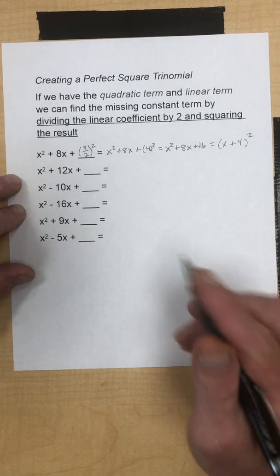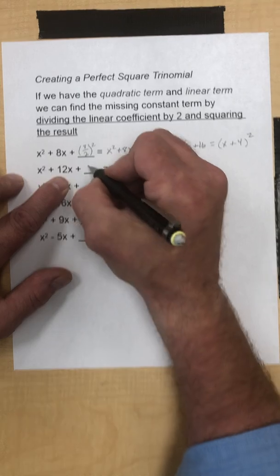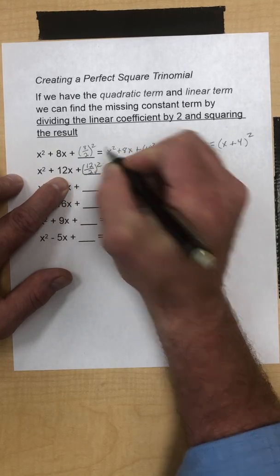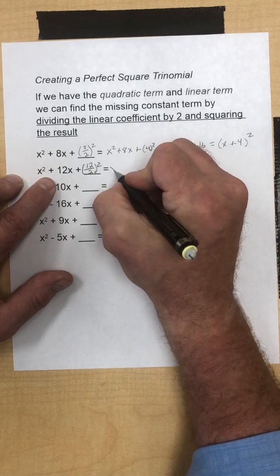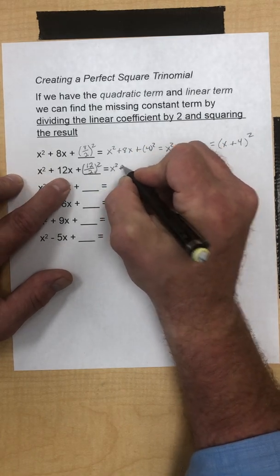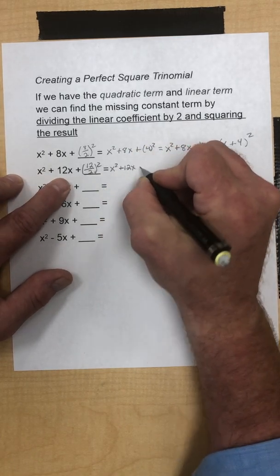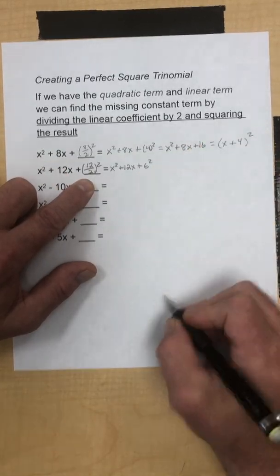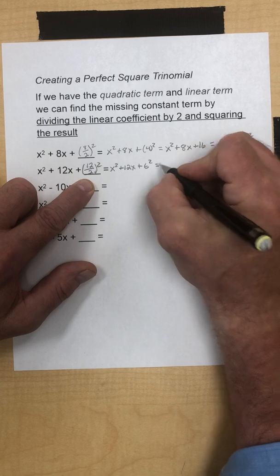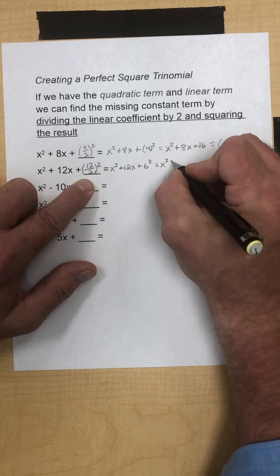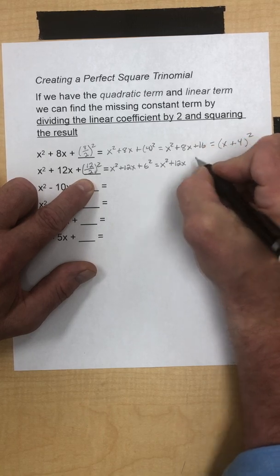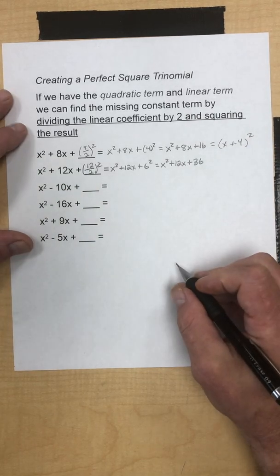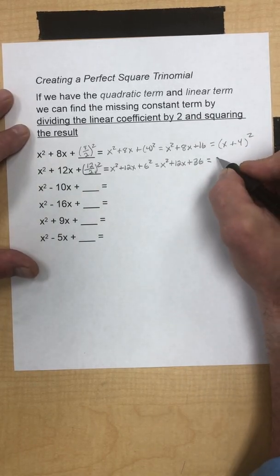Same process. Take the linear coefficient, divide by 2, and square that. Okay, so I'm going to get x squared plus 12x plus 12 divided by 2 is 6, so that'd be 6 squared. So that would give us x squared plus 12x plus 36, and that's a perfect square trinomial. So you say, okay, let's factor that.